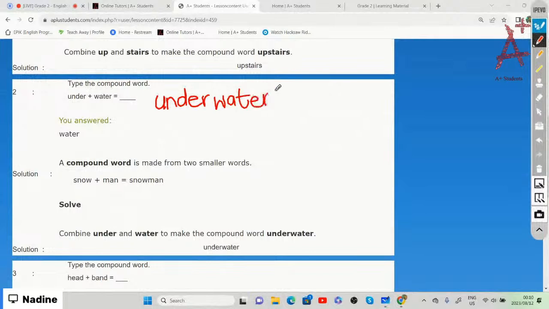One word, right? And underwater is our compound word, right? It is two words that you put together to make one word, right? And also the meaning now changes of that word. So underwater.